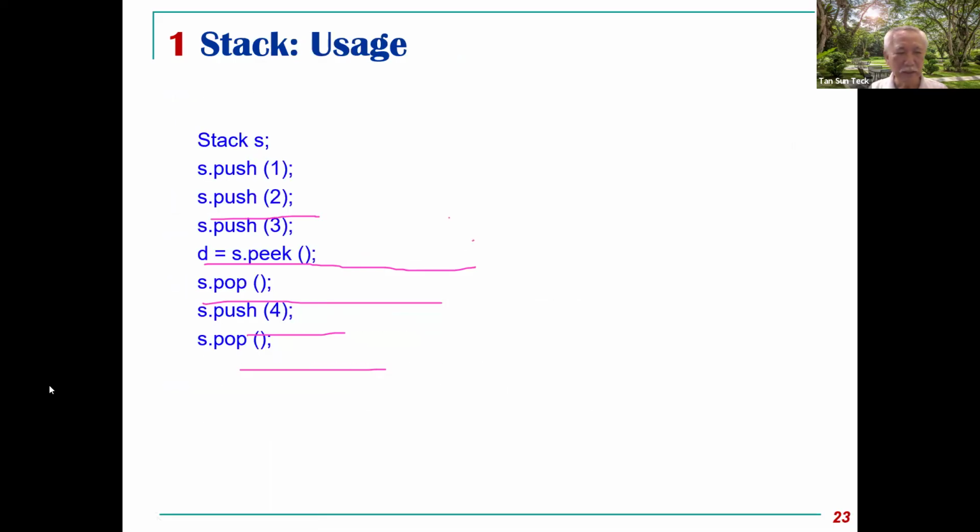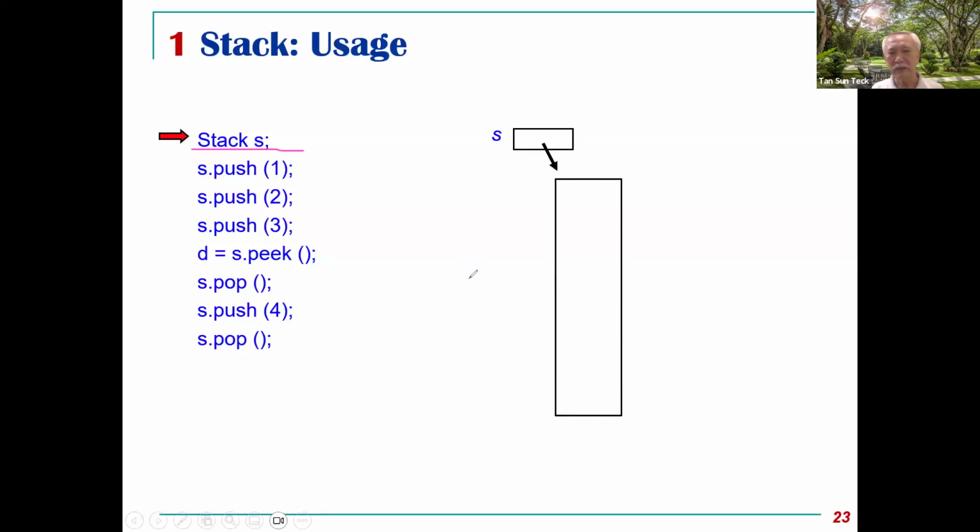Right, so let's look at one example of how a stack is used. First of all, we create an empty stack. And then you call the method push. You push one item. Then you push a 2, you push a 3, and then you look at the top item, which is equal to 3, and you store it into a variable D. You pop the item, so 3 disappears. You push another 4, and then you pop again. So the 4 just pushed in, last in, is the first one to go out. So this is a stack.